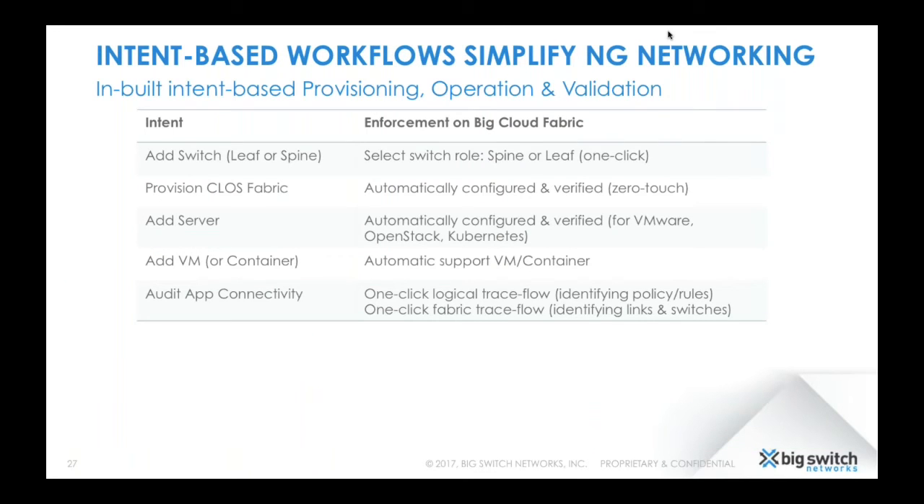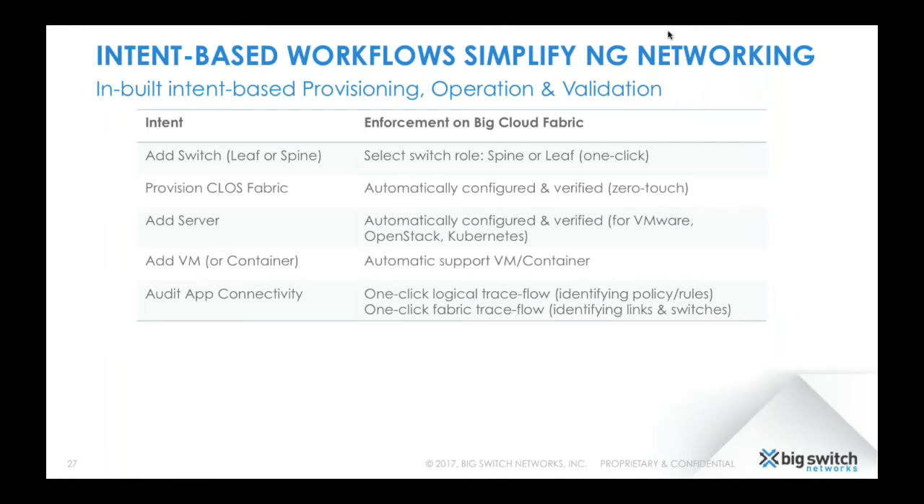So intent-based becomes very important, and I've outlined a few of the intent-based workflows here. But Big Cloud Fabric's whole architecture is that for every capability that we have, we want to avoid operators and network admins doing a manual multi-step process. We express these capabilities at a higher layer: add a server, and automatically the network gets configured.